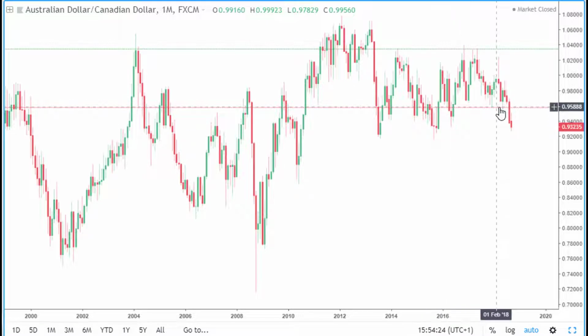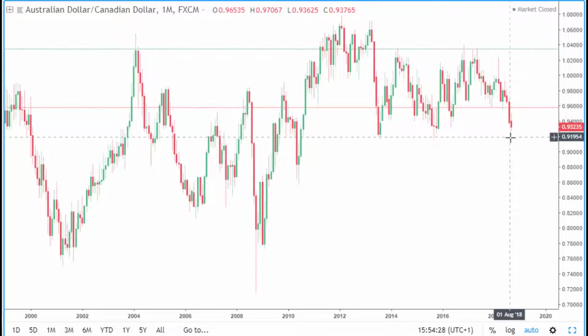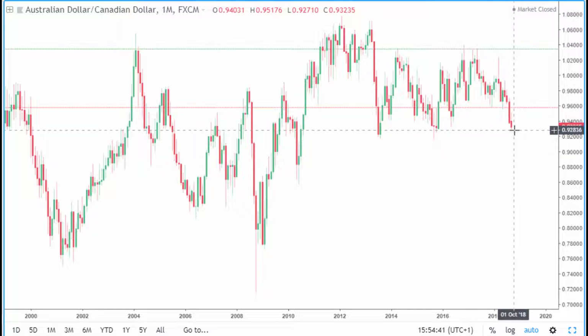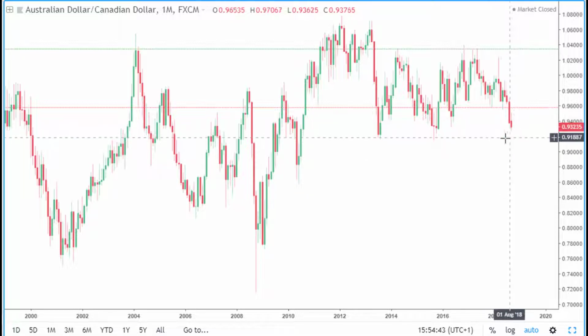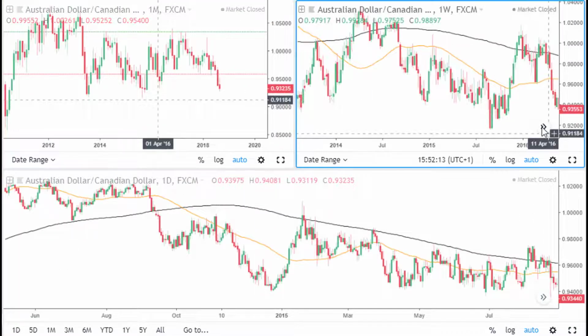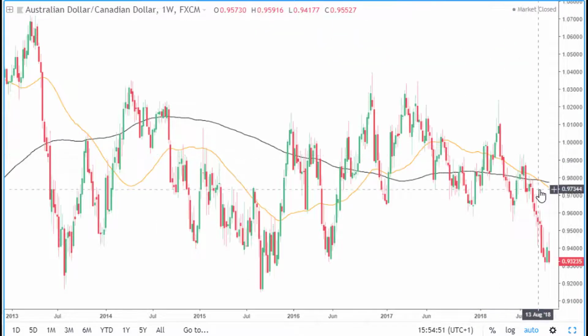Also, price is below last year's low, so that's a good sign that we may see further weakness. But until we get a breakdown of this low, entering any short positions from here may see price come down to this area of support and bounce back to the upside. So let's look at the weekly time frame now. On the weekly, price is below the 50 and 200 simple moving averages.